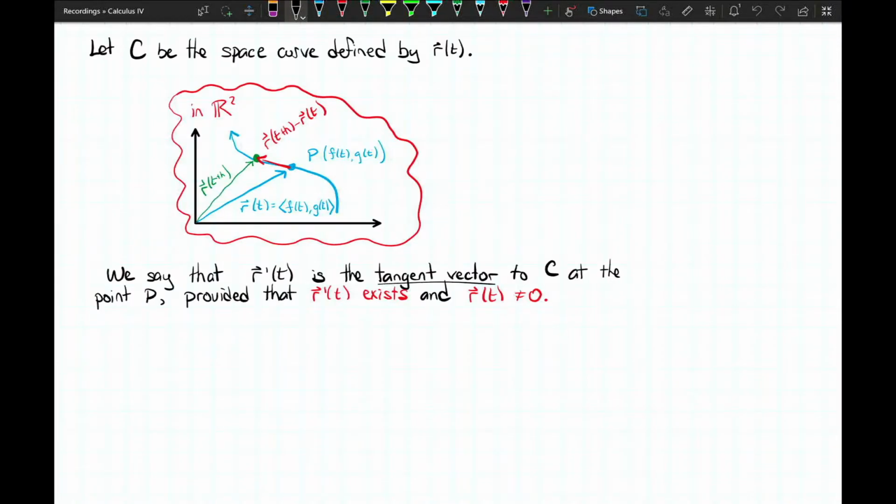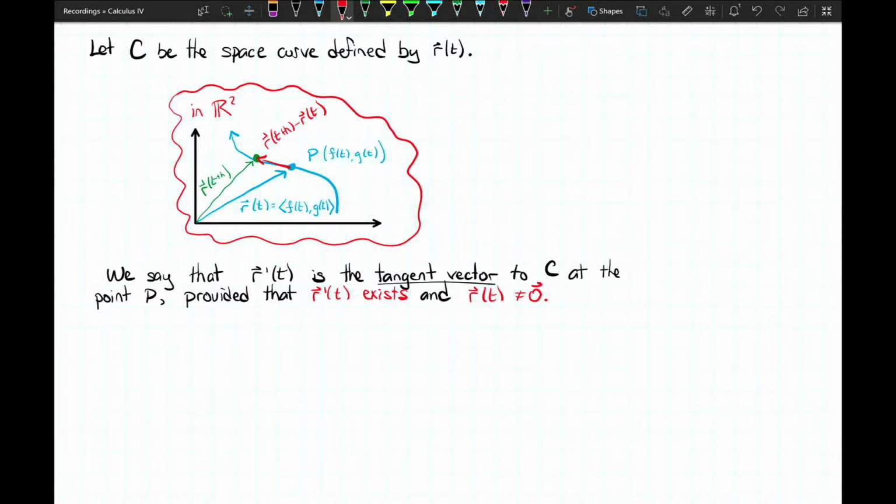And so we say that r prime of t is the tangent vector to the space curve C at point P here, provided that the derivative exists, so it has to actually be a vector, and the limits have to exist, but also r prime of t cannot equal the zero vector. That is because the zero vector doesn't really have a direction, so it doesn't really mean tangent to anything. In fact, it's also orthogonal to everything. So as long as this vector has some sort of magnitude other than 0, we would say that it points in the same direction as the curve is currently traveling, and it is tangent.